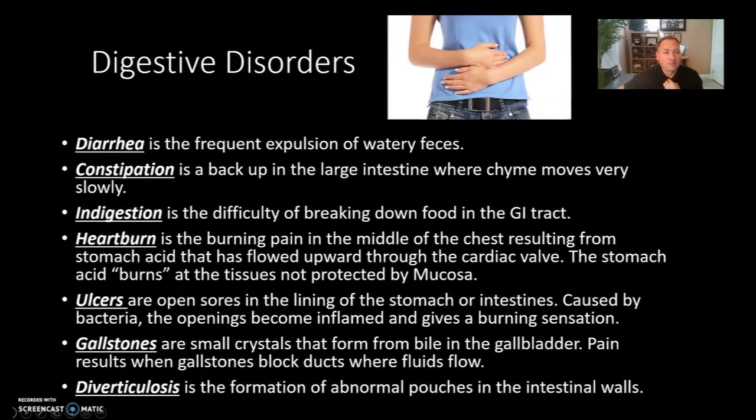Now, there are a variety of digestive disorders that can occur in the human body, and it's important because every person is probably going to experience these at some point in their life, and you need to know what the signs and symptoms are so you're not surprised by any of it. First is diarrhea. This is a frequent expulsion of watery feces. A lot of times this happens when a foreign body is recognized and your body uses the excess water in the system to flush it out.